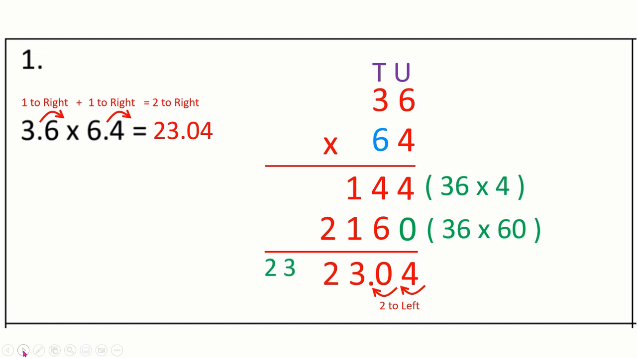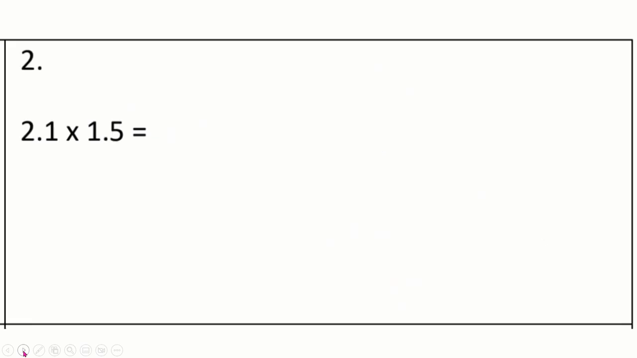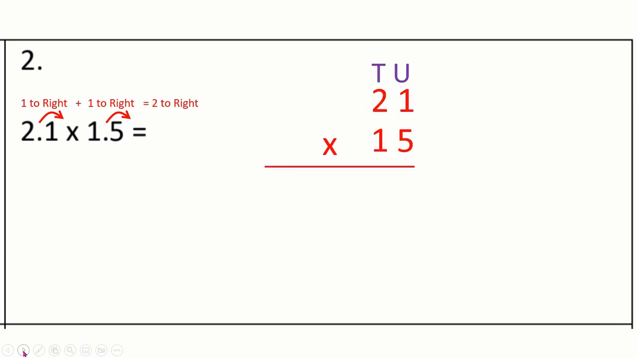And the answer is 23.04. Let's try this one. So 2.1 and 1.5, what are they going to become? 1 to the right, another 1 to the right, 2 to the right. 21 multiplied by 15. 1 times 5 is 5, 2 times 5 is 10. That's the answer to 21 multiplied by 5.